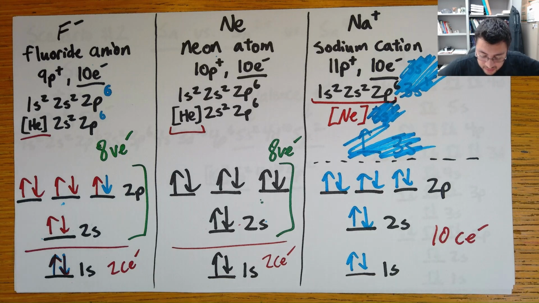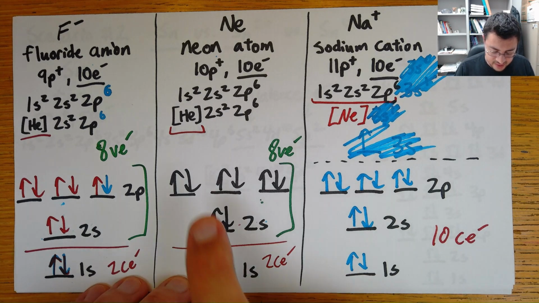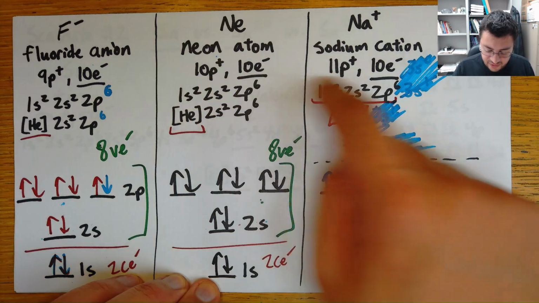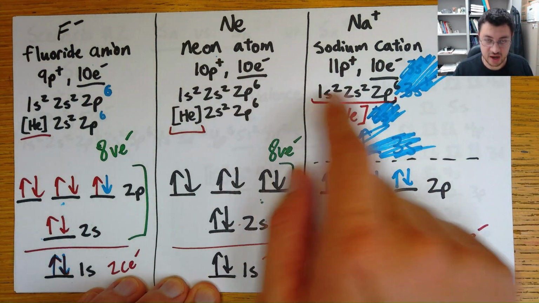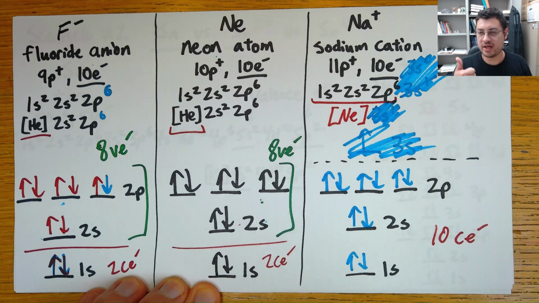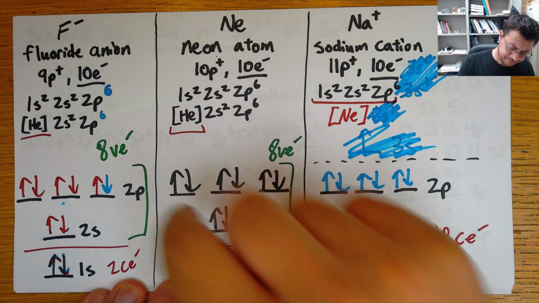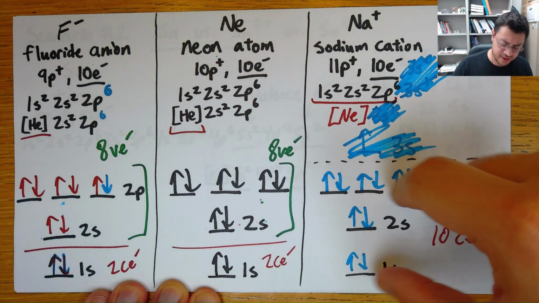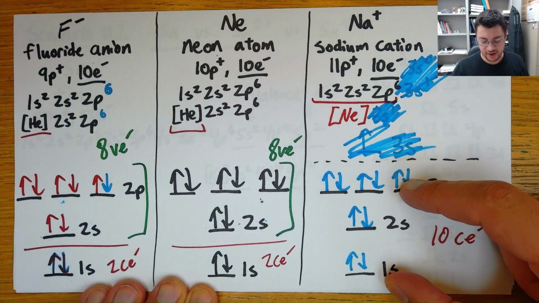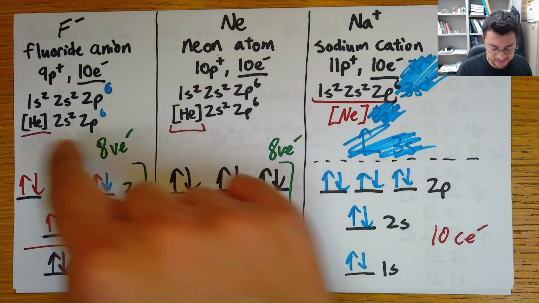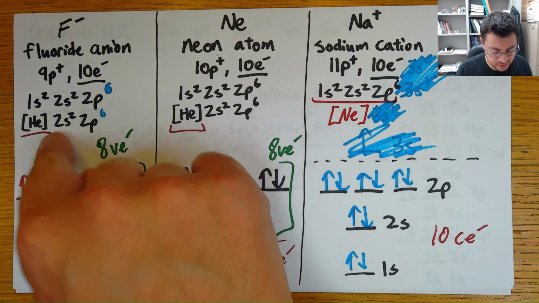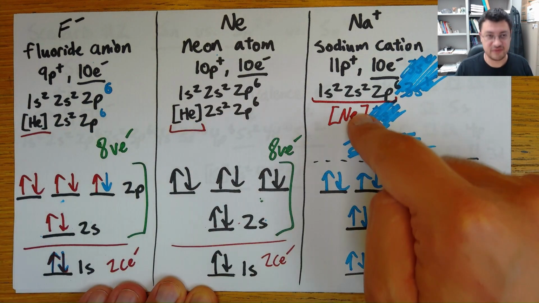So, what are we left with? I want you to notice this. The electron configurations for these three different species are exactly the same: 1s2, 2s2, 2p6. The orbital diagrams are exactly the same as well. But look at this condensed electron configuration. It's the same for fluoride and neon, but it's different for sodium.